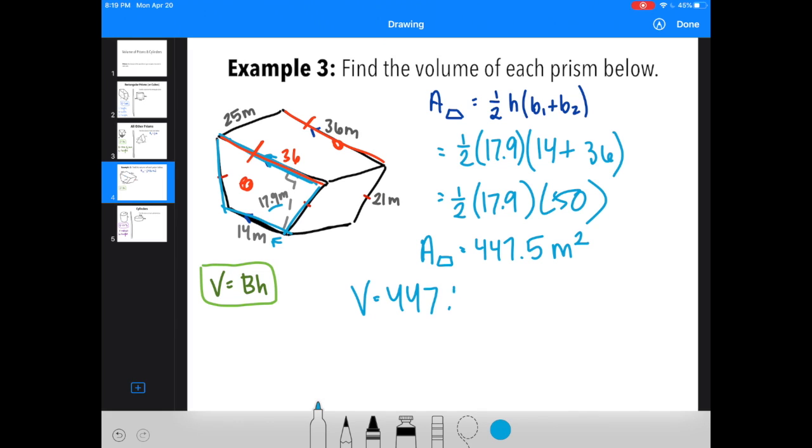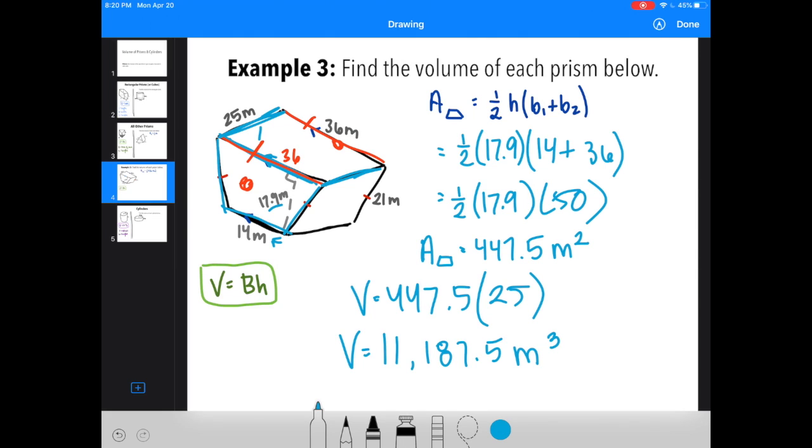Now for my volume, I need to take that measure of 447.5 and multiply that by my height, which is going to be 25. So times 25, giving me a final answer of 11,187.5 meters cubed.